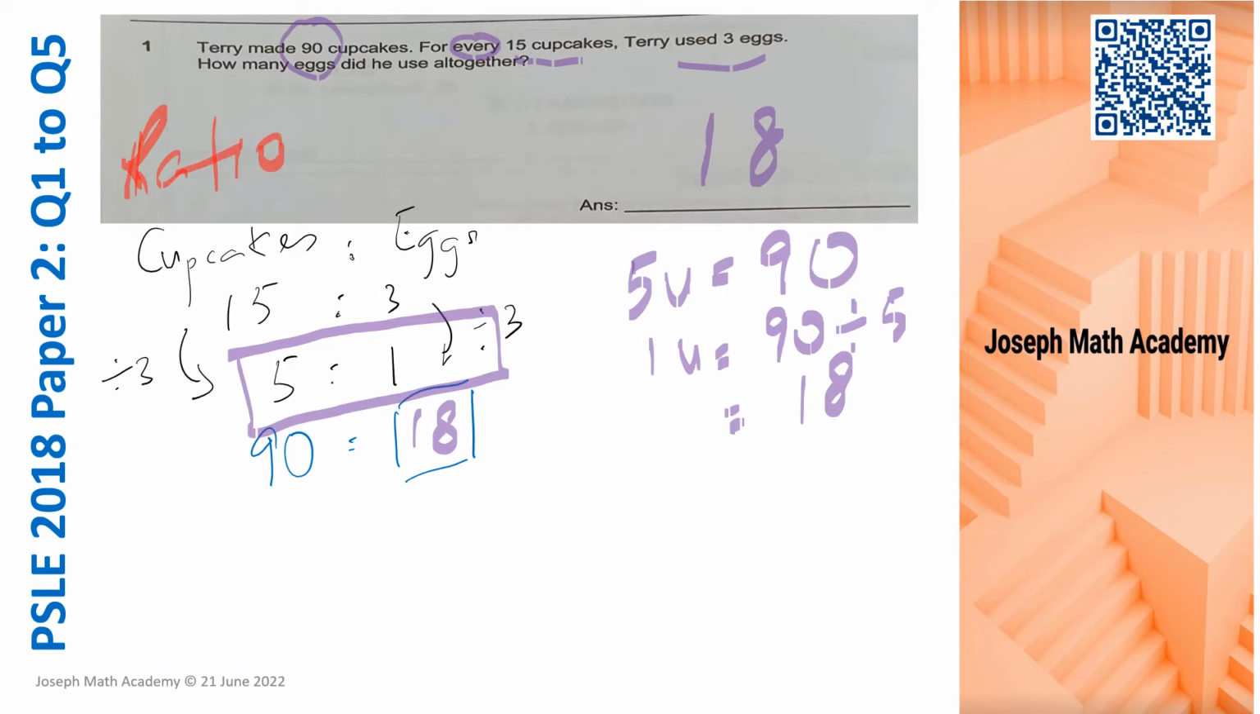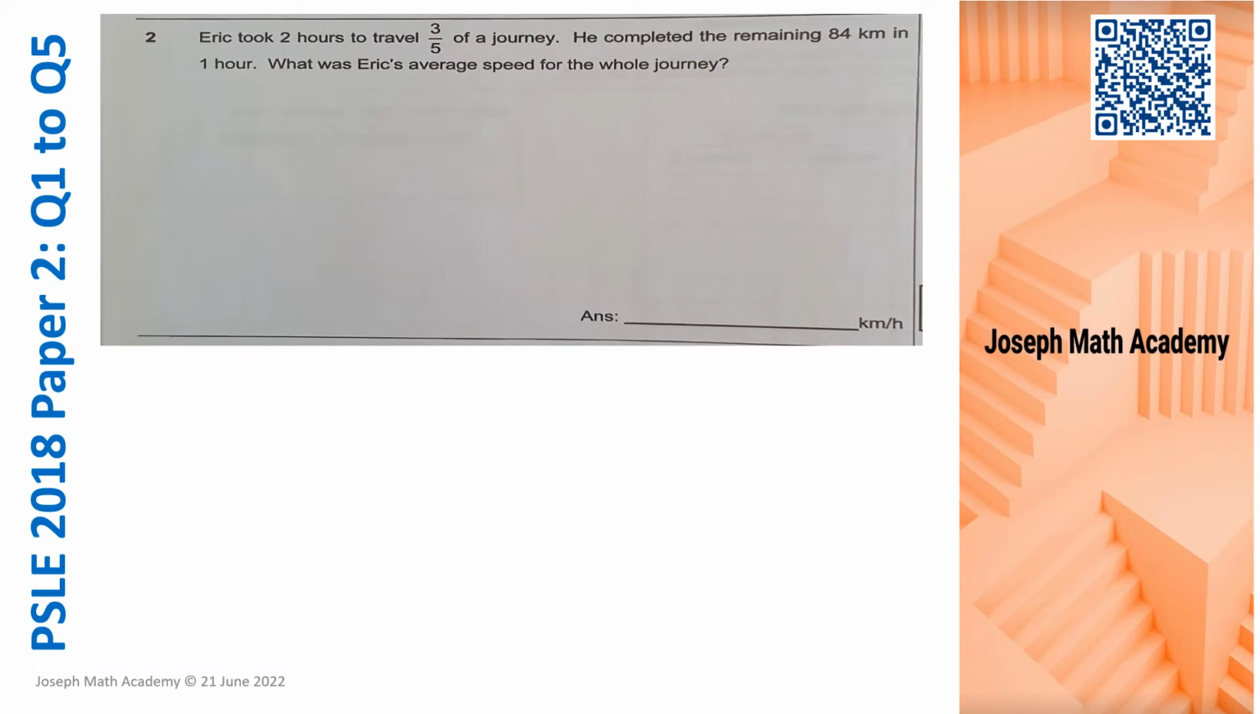Question 2. Eric took 2 hours to travel 3/5 of a journey. 2 hours, 3/5 of a journey. He completed the remaining journey in an hour. So we are supposed to find the average speed for the entire journey. Okay, so it is speed, distance, time concept.